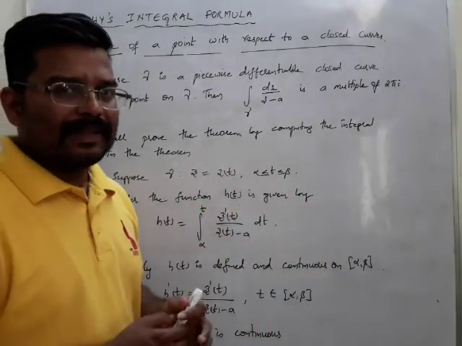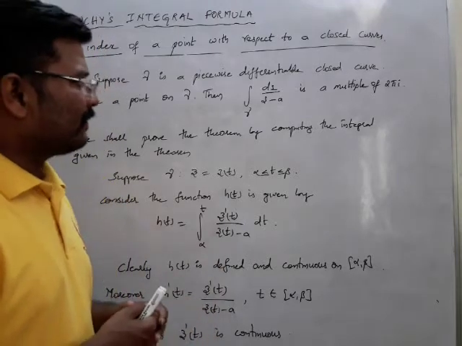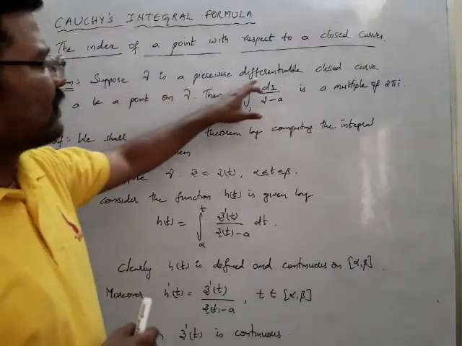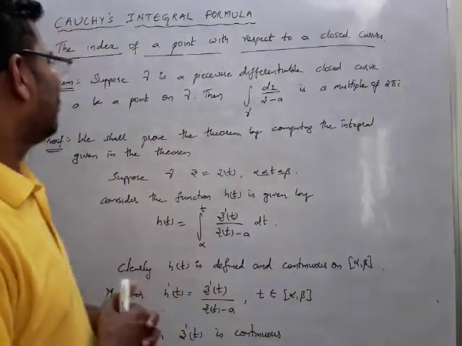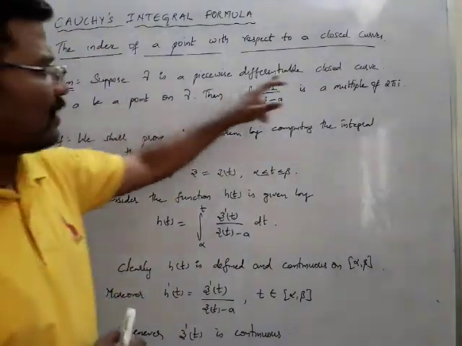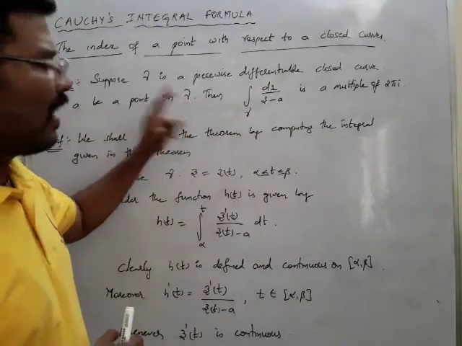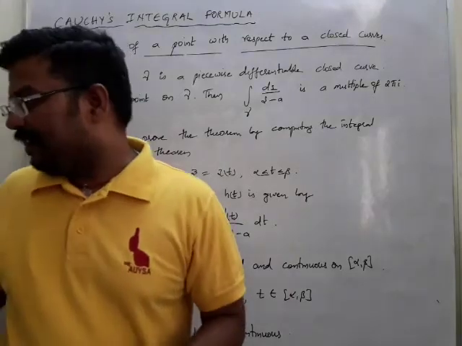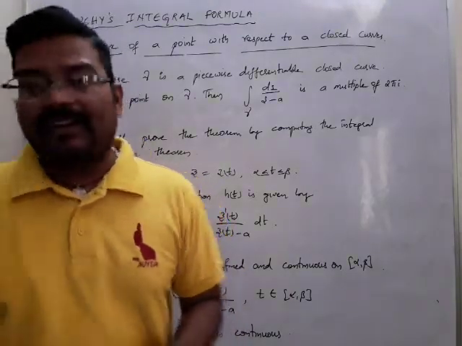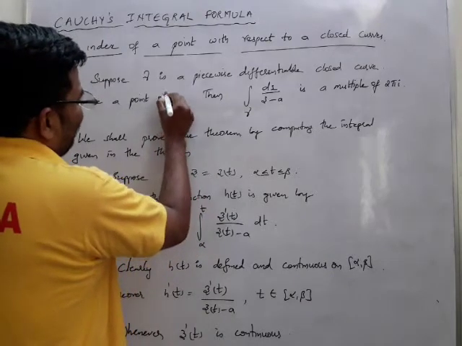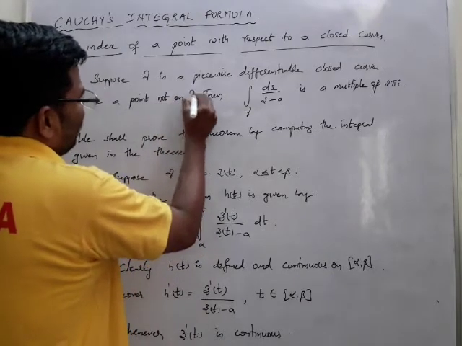So for that sake, we are now going to find a theorem which says: suppose gamma is a piecewise differentiable closed curve. Let a be a point not on gamma.